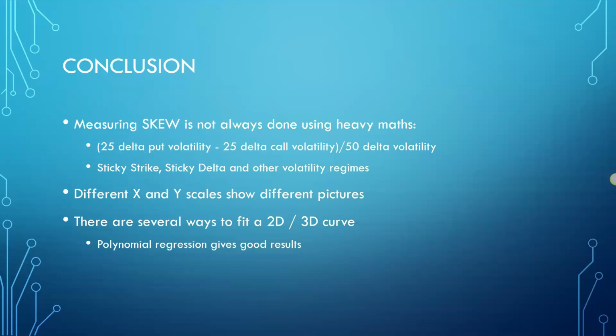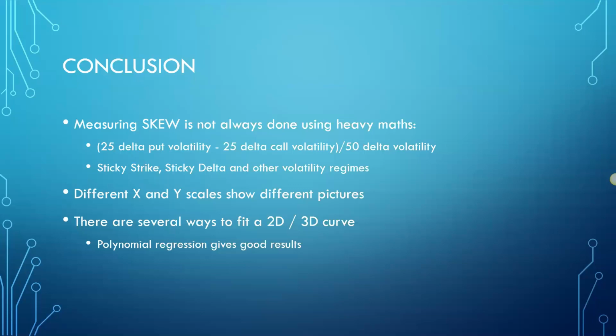It depends on your time frame and how you calculate what a trending market is. It can be visual, of course, but technically it should be measurable as well. So you might want to look at sticky strike in a range-trading market and sticky delta in a trending one. But I'll cover that later in another session.